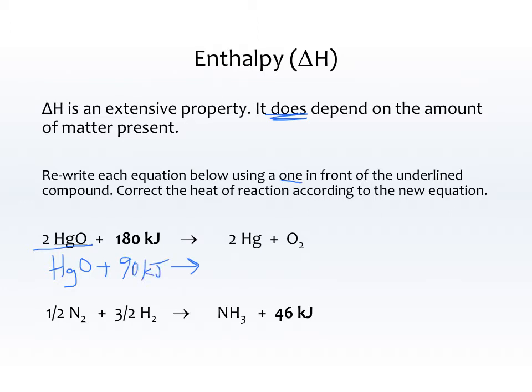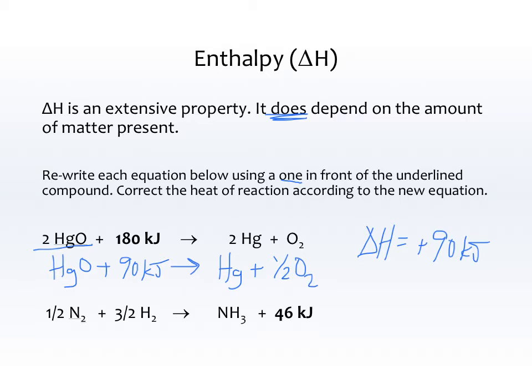We'd need to cut the 2Hg in half. And we need to cut the O2 in half. This is the only time that fractional coefficients are okay. So the delta H here is, instead of positive 180, it's going to be positive 90 kilojoules.